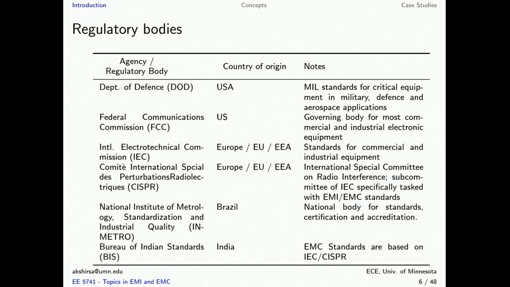This is just a summary of some regulatory bodies that exist around the world. You can see that depending on the country and sometimes even depending on the application, the standards that apply and the body that applies these standards can change. For instance, we have Department of Defense and Federal Communications Commission in the United States. In Europe, there is the IEC and CISPR. Similarly, we have organizations in Brazil, India, and so on.